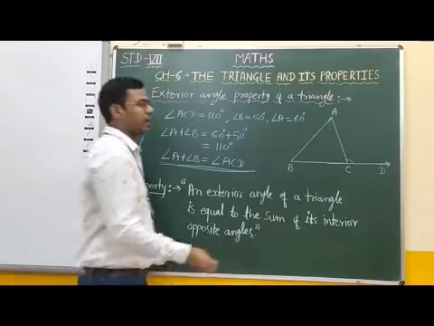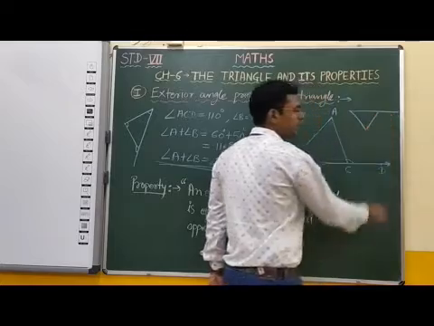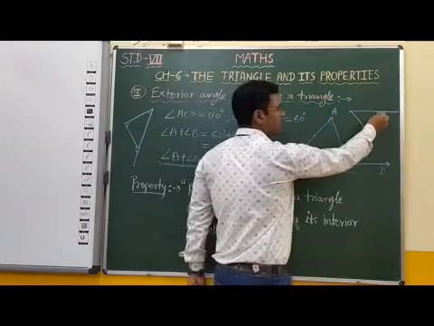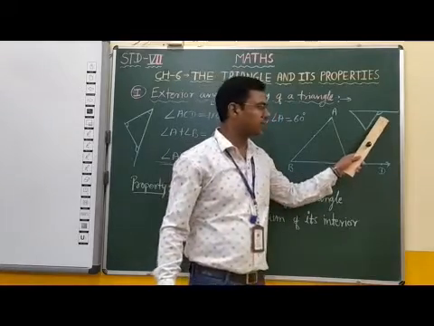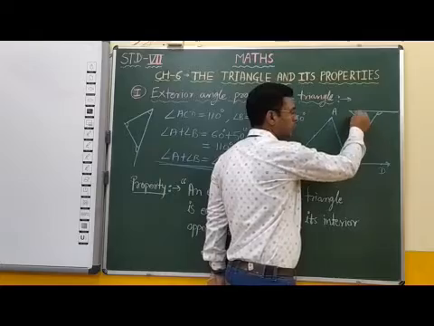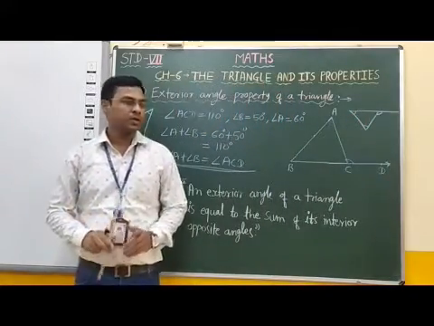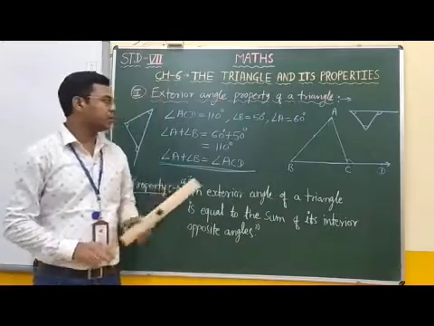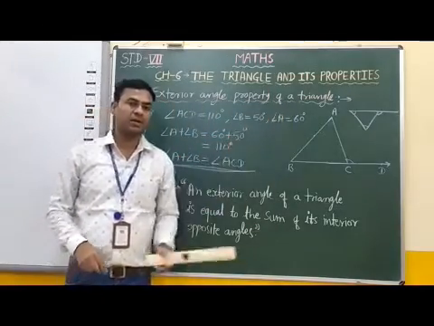If you draw a triangle like this, now in this triangle, this one is the exterior angle and the measure of this exterior angle is equal to the sum of these two interior opposite angles. Students, this is the exterior angle property of a triangle.